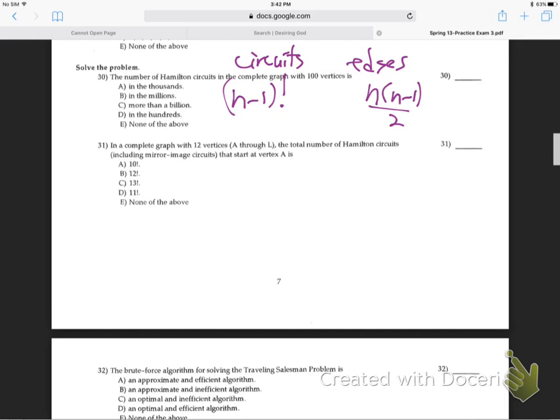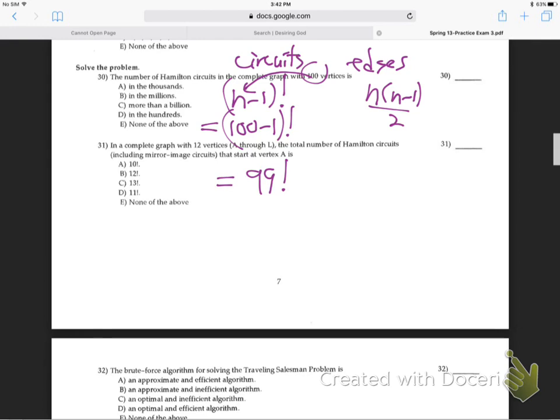Okay, this one's circuits. So now it says 100 vertices, so that means plug in 100. 100 minus 1 factorial, which is 99 factorial. Everybody good so far? I just took the n minus 1 formula and plugged in 100, because that's the n, the number of vertices. 100 minus 1, 99 factorial.